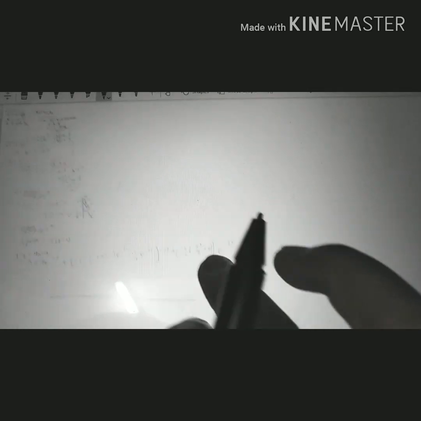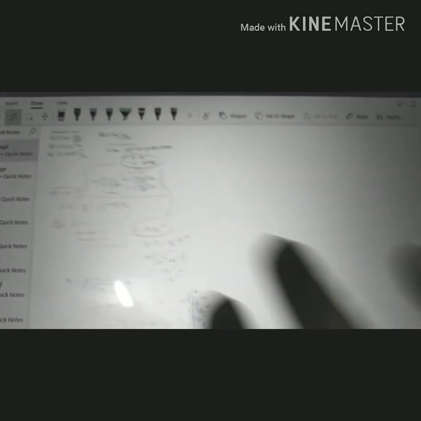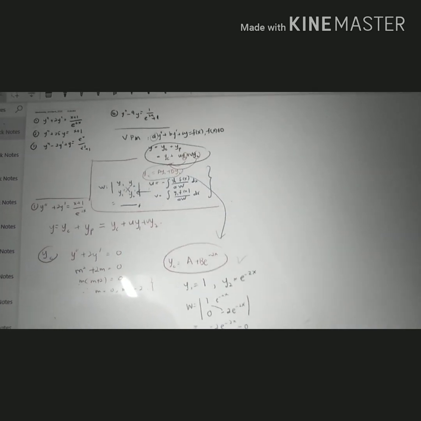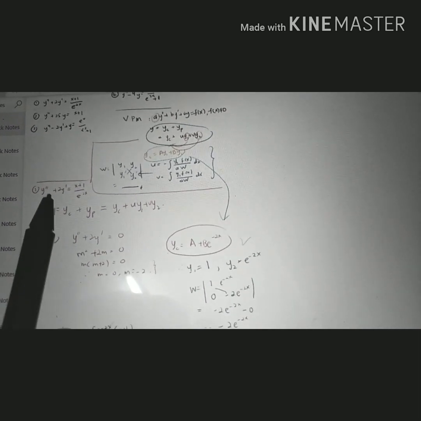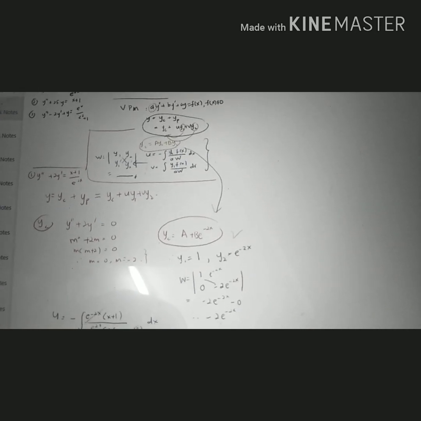So this is how the method works, and this is the solution when you have a second order linear differential equation with constant coefficients of this question by using the variation of parameters method.